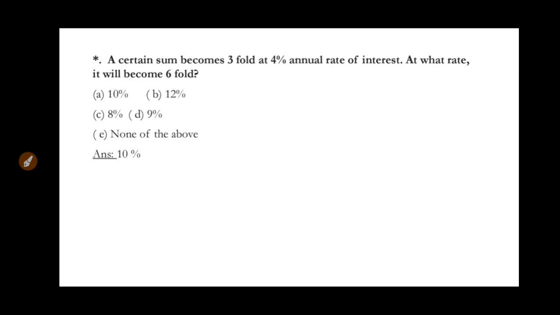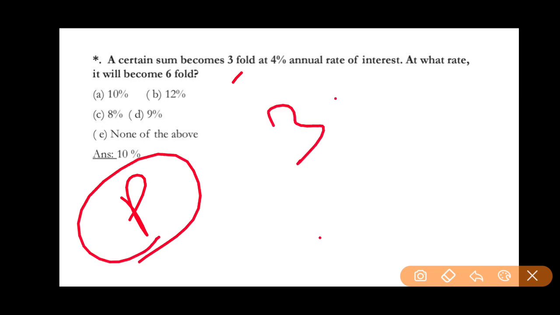So let's move on to the next question: a certain sum becomes threefold at 4% per annum rate of interest. At what rate does it become sixfold? The question is on your screen. A certain sum becomes threefold at 4% annual rate of interest. Here everything is given. So let the sum be P. First of all, the initial will be P, and the final became 3P.